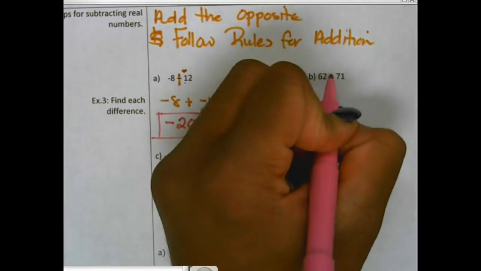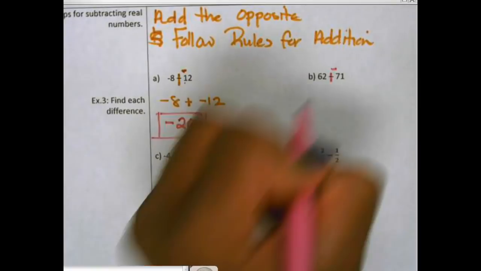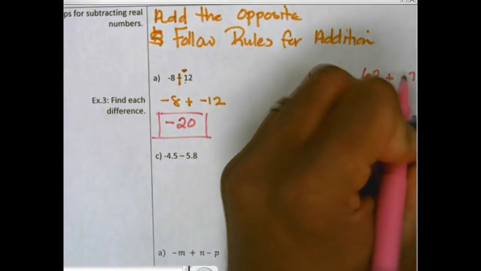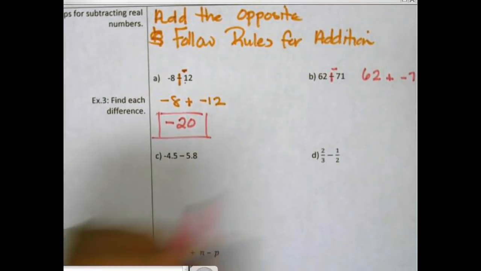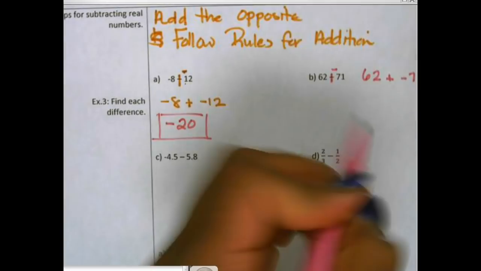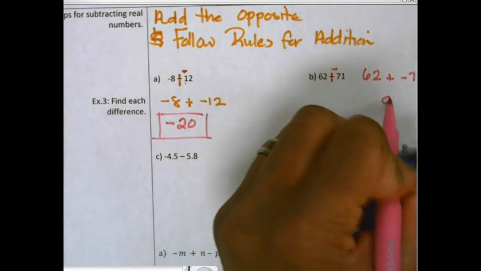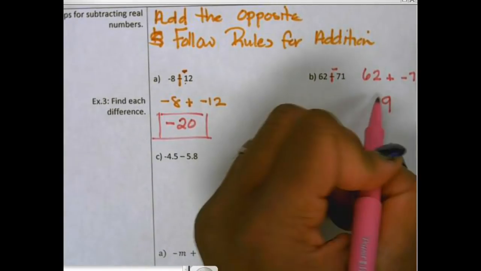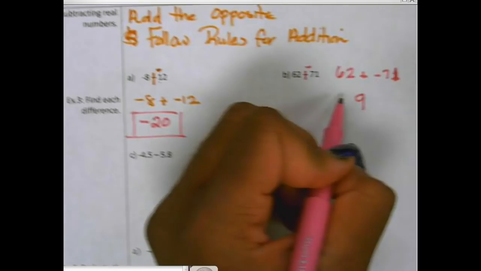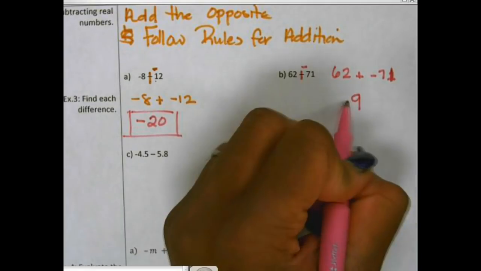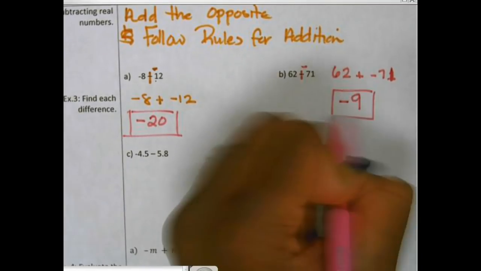Add the opposite. So we're looking at 62 plus negative 72. I'm thinking, oh, 71. Can't just change the numbers like that. I'm going to subtract the numbers, and when I do, I get 9 because the signs are different. And I'm going to keep the sign of the bigger number, which for me is going to be negative. So negative 9.